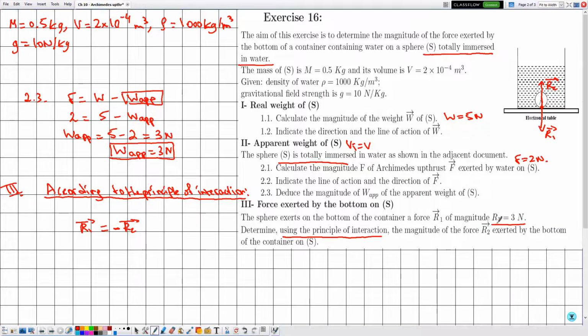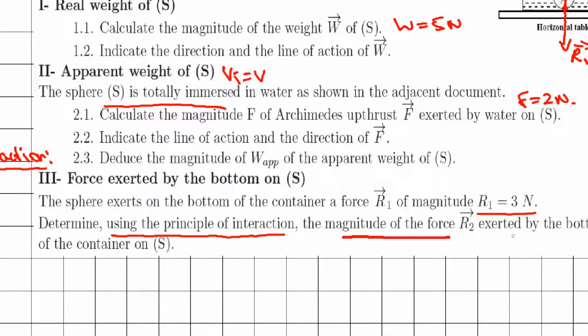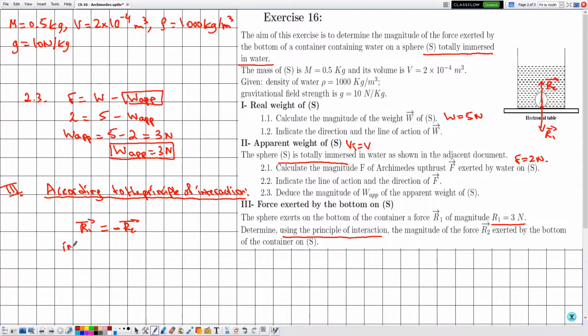Since the magnitude of R1 is given and we are interested in determining the magnitude of the force R2, let's say in magnitude we have that the value of R1 is equal to the value of R2, but we know that the value of R1 is given by 3 newtons. Then in this case the value of R2, the magnitude of the force exerted by the bottom of the container on S, is given by 3 newtons. So R2 is equal to 3 newtons.